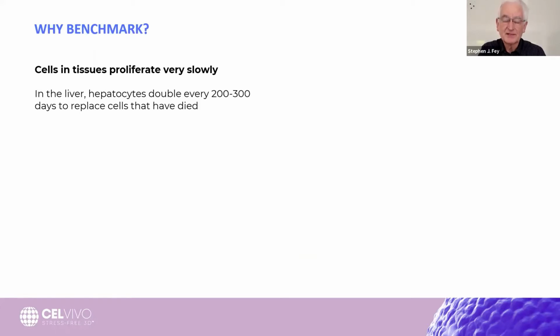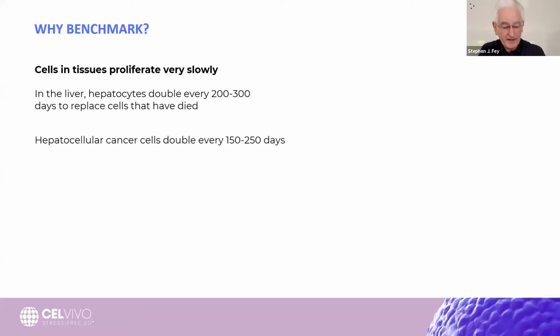When cell culture started initially, the focus was on getting cells to grow very fast. So let's look at this. In tissues, cells are proliferating very slowly. So, for example, the hepatocytes double in numbers every 200 to 300 days. And that's to replace the cells that have died. So that's quite slow.